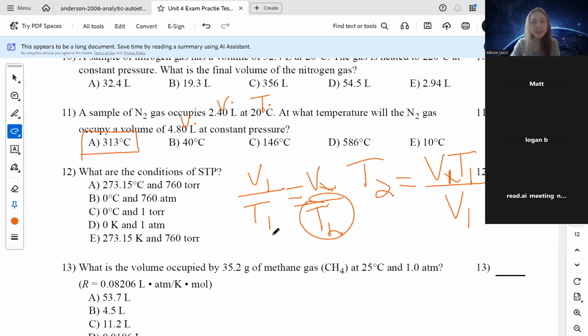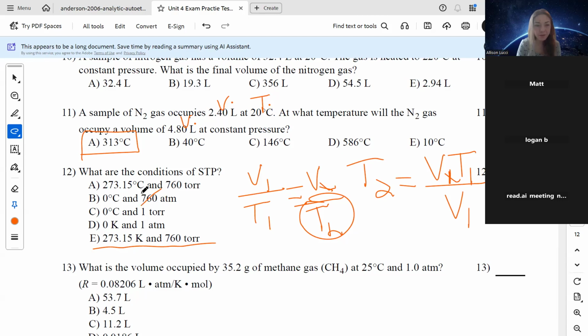Let's see here. What are the conditions of STP? So this is just definition. We know that we're at 0 Celsius, 760 torr. We would be at 273 Kelvin and 760 torr. That's the same as 1 atmosphere. So this guy right here satisfies both of our scenarios.